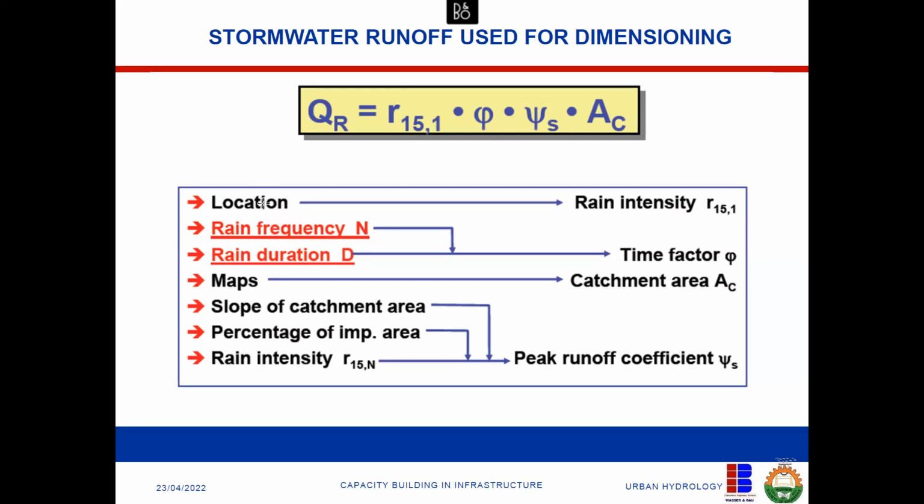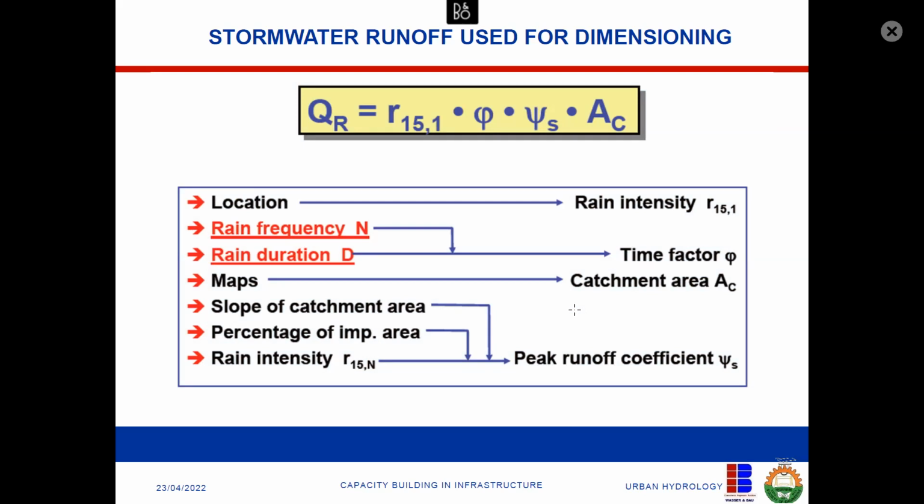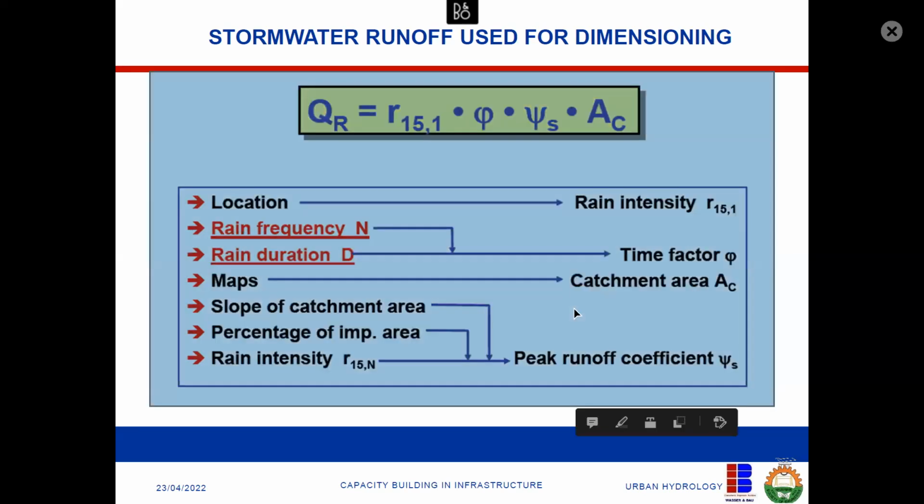Although now we have a chart for it. Then your catchment slope, your percentage of impervious area, and your rainfall intensity, all of them are influenced by your runoff coefficient. Is that okay? So that is it about stormwater runoff.